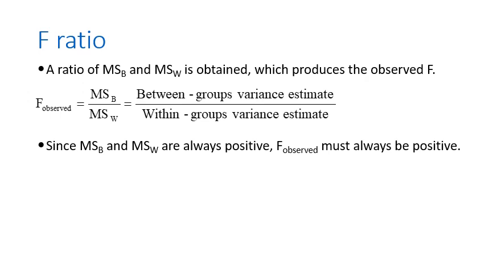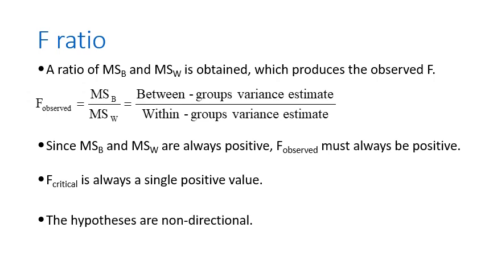As F gets larger and larger, basically our ratio of between group variance to within group variance is larger and larger, meaning there is more between groups than within groups variance. Our F is always going to be positive. Our F critical is always going to be positive. And just like chi-square, our hypotheses are always two-tailed, non-directional.